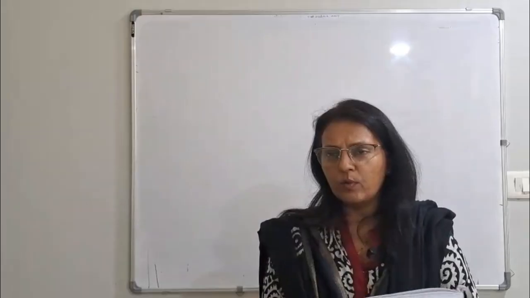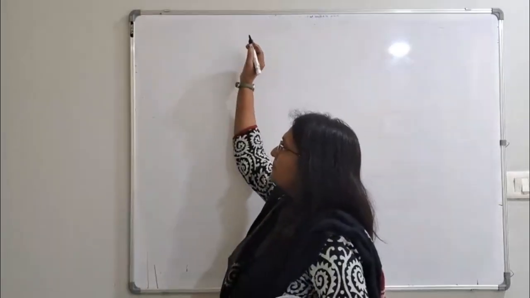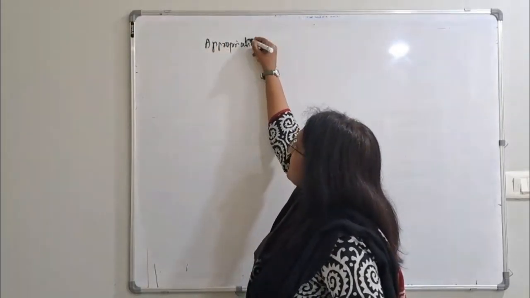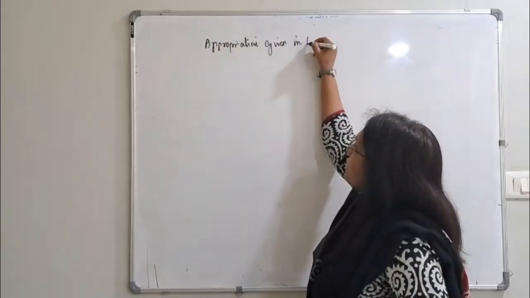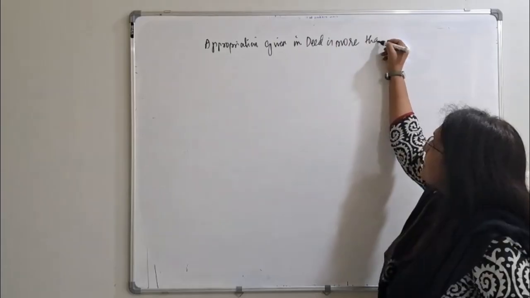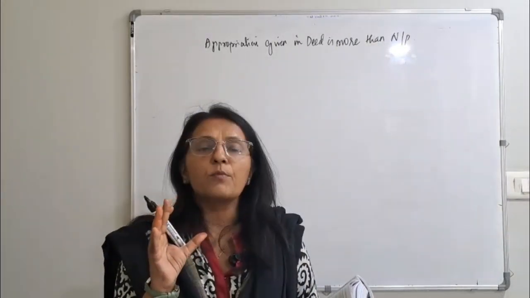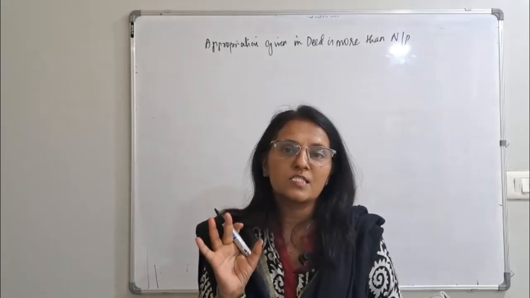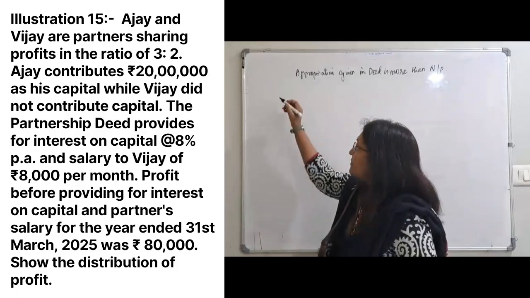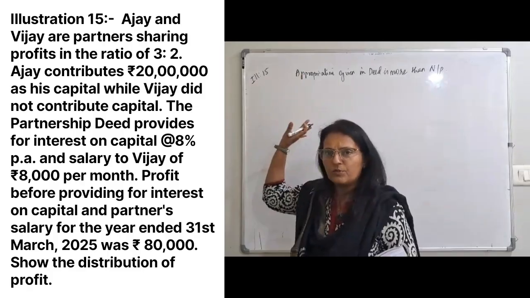But I think there is one more question based on appropriation that I need to discuss with you. This is when the appropriations given in the deed are more than the net profit, which means salary, interest on capital, all this will amount to more than the net profit. In this case, let's take one illustration. I have taken illustration number 15. We will discuss the question and then I will do it on the board.